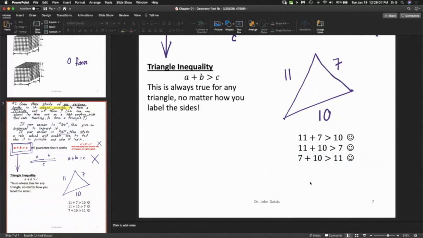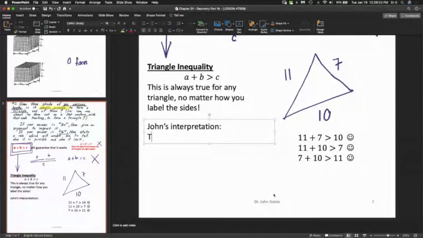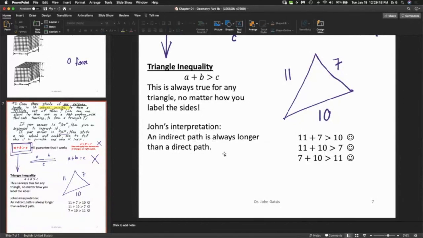Now, I like to say it a different way, because it relates to everyday life. So the way that I'll say it, I'll just say here, John's interpretation. So don't say this is from a textbook. This is from your math teacher. I think a lot of you will like this. What do you think about that? Does that sentence make sense to you?